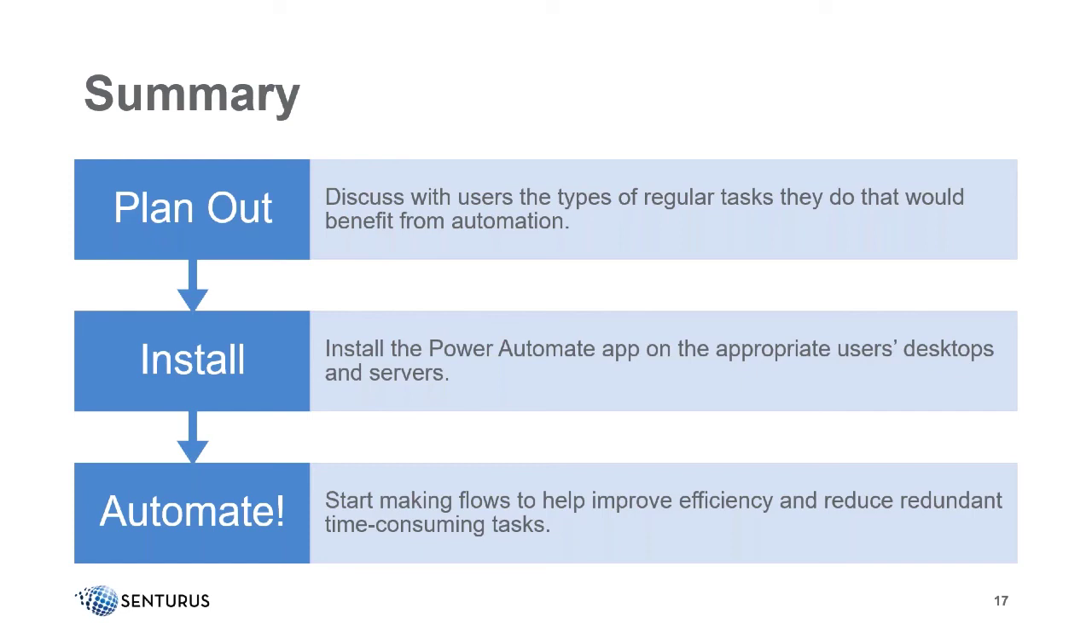Overall summary. Plan this out. Talk to your users. See what they might have that they want you to automate. There may be things you never thought of. Okay? Then you're going to want to install the Power Automate app on the appropriate users' desktops. Make sure they have access to it in 365. And then start building. This is one of those ones that's really fun, gang. I honestly believe that. This is a fun one because you're going to come up with things you never thought of automating.